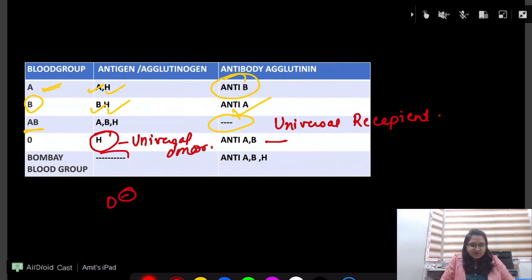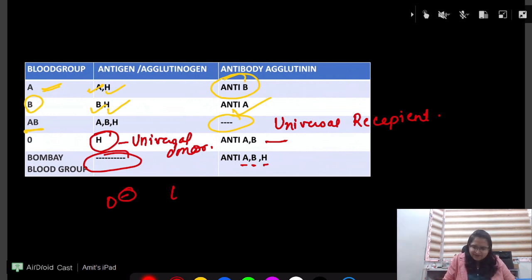Bombay blood group, we don't have any antigen H, A, B, and we have A, B and H antibodies. So having said that, Bombay blood group cannot receive blood from any of the blood groups except Bombay blood group. So a person who's having Bombay blood group can only take blood from a Bombay blood group person or from himself. So they have to keep on giving the blood to save, right?